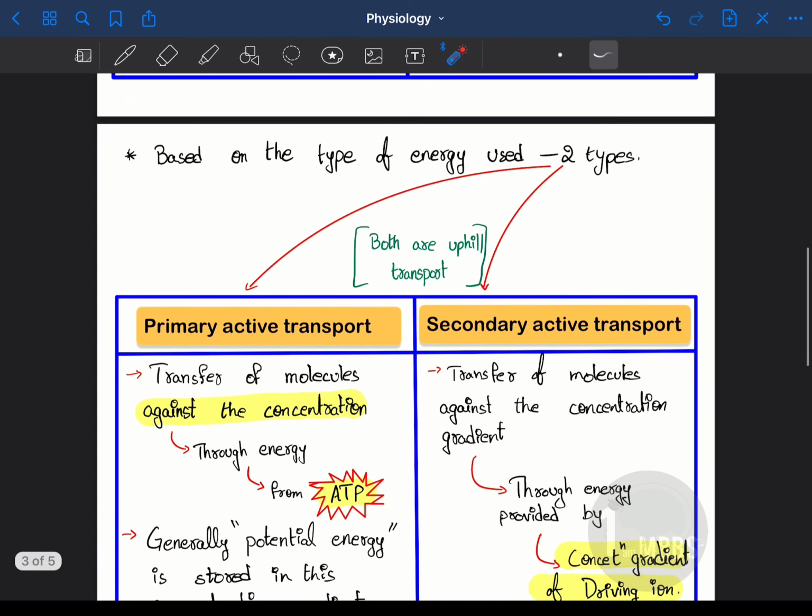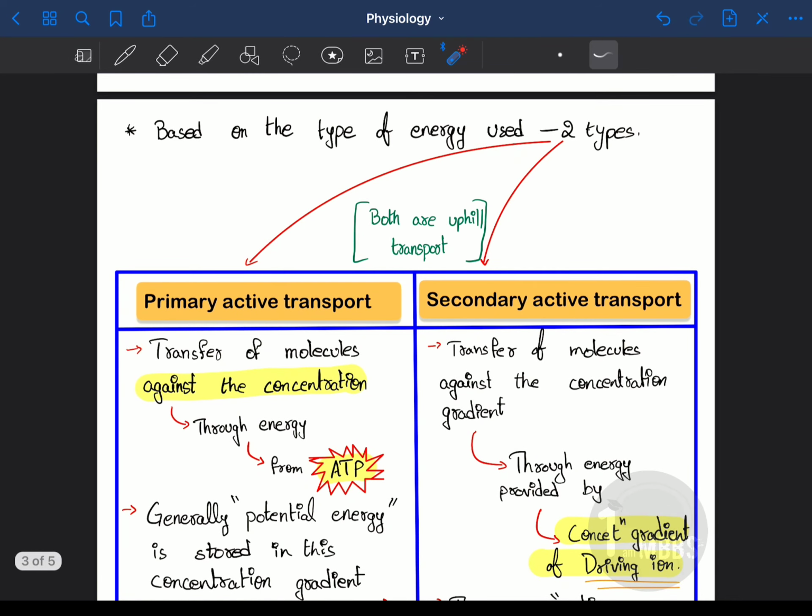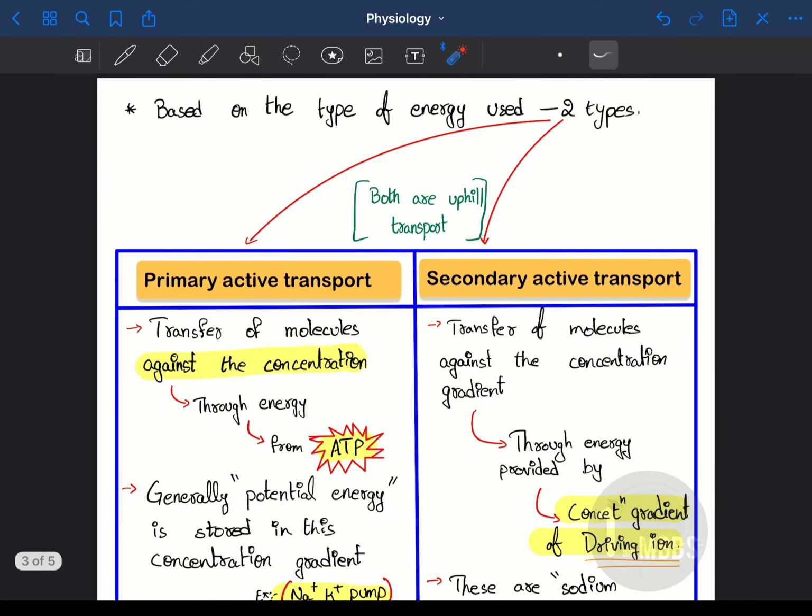Here, in the primary transport, the transfer of molecules occurs against the concentration gradient with the help of ATP. Whereas in the secondary active transport, the transfer of molecules occurs against the concentration gradient with the help of an ion which goes down the concentration gradient. This ion is generally known as the driving ion because it helps in driving the ion which is against the concentration gradient across the cell membrane.